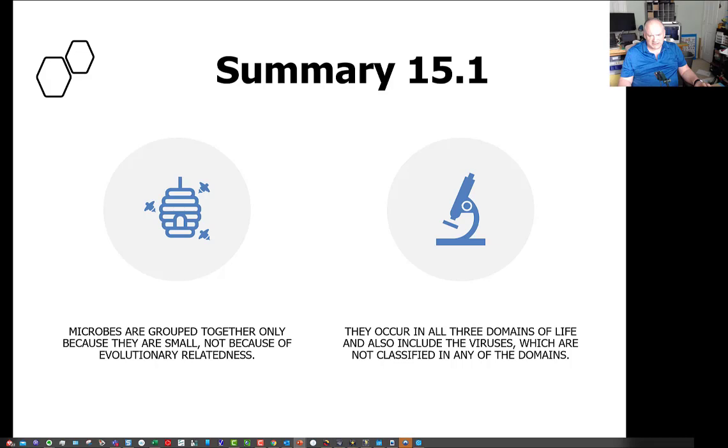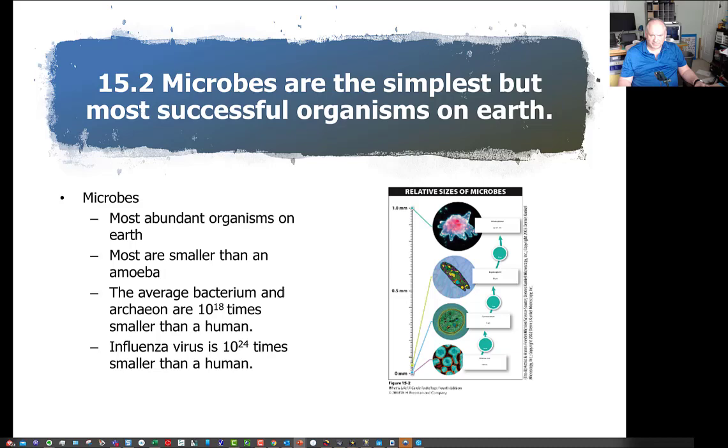Microbes are grouped together because they're small. I mean, that's my training. I trained as a bench microbiologist, and that's sort of my interest. They occur in three domains of life, including viruses, which are not classified in any of the three domains, because it's really almost like infectious genetic material with a fancy housing around it. I guess it's one way to look at it.